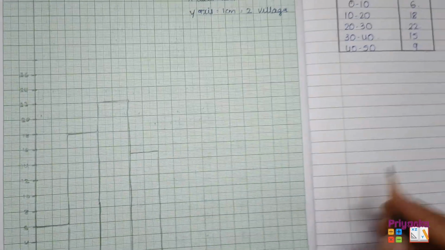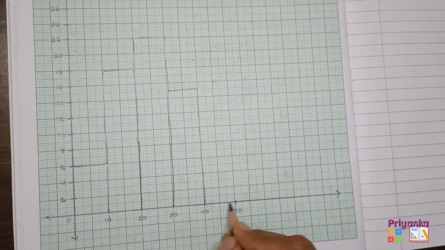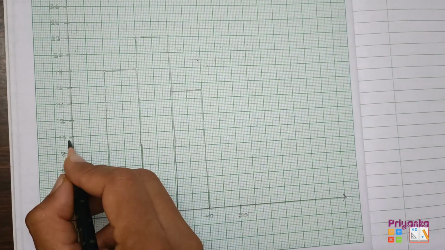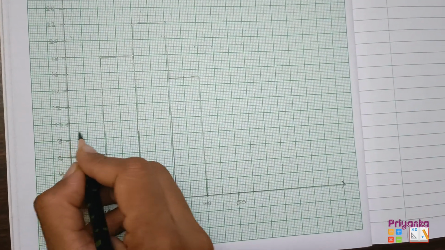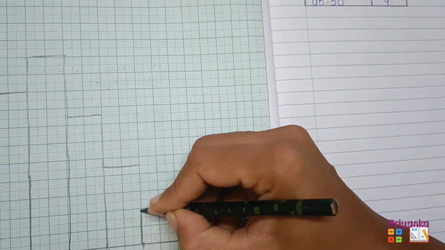Till here done. Next is 40 to 50 till 9. So here the last class 40 to 50 has to go till 9. यहाँ पे आप 8 और 10 देख सकते हो. 9 will be in the center. To take it from here till here.